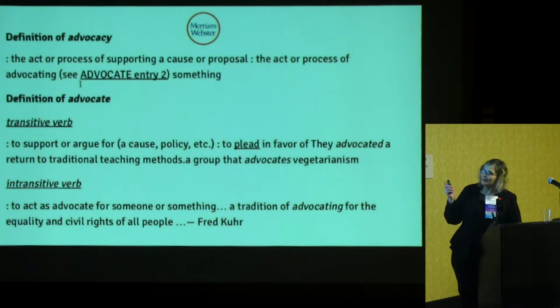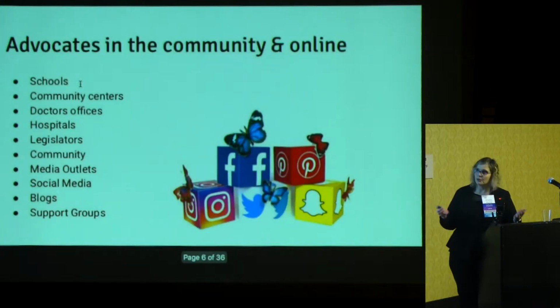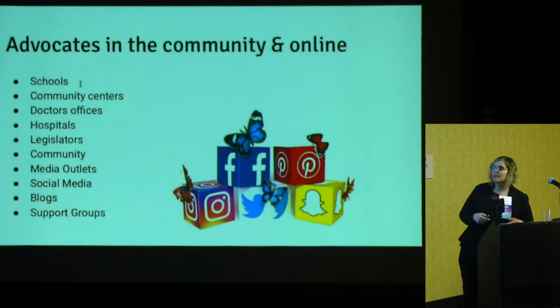So the Merriam-Webster dictionary is what I went with for the most standard definition, and you'll see here what that is. I'm not going to read each slide because we do have such a short amount of time, but the act or process of supporting a cause or proposal, the act or process of advocating. So this is a pretty broad definition. You'll see many different ones if you take the time to look it up online. And these are different places in the community and online that you may find an advocate.